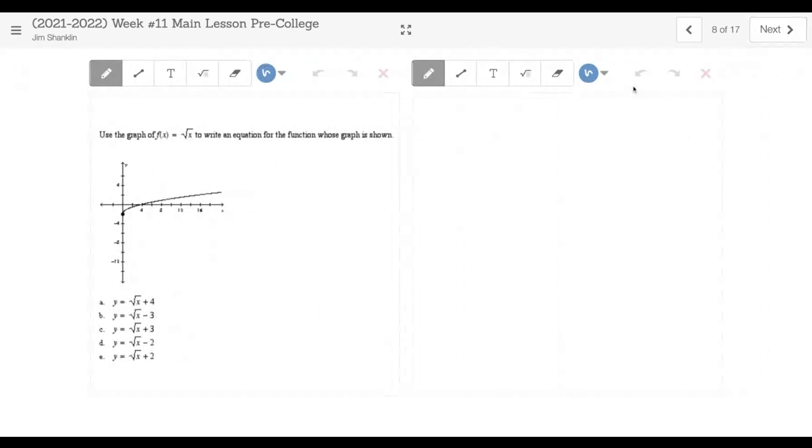All right. This one, it says use the graph of the square root of x. Okay, so the square root of x just looks like this to write an equation of the function. Well, looks like it is being shifted down, looks like 2 maybe? It's hard to tell. But this just looks like the square root of x minus 2 for my answer. It does look like letter D does give us that solution.